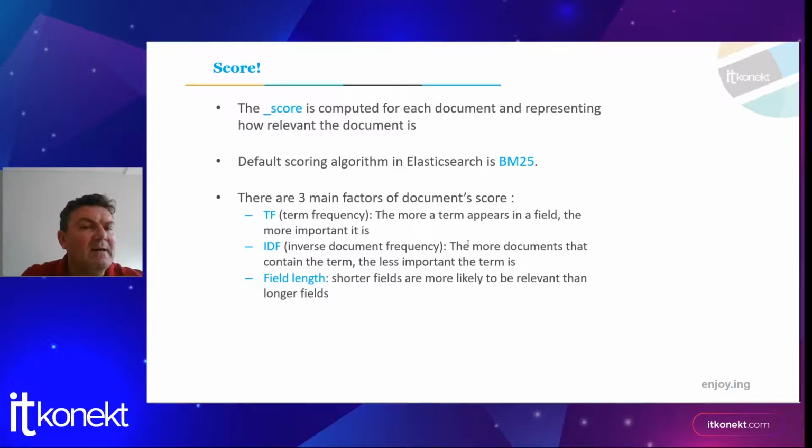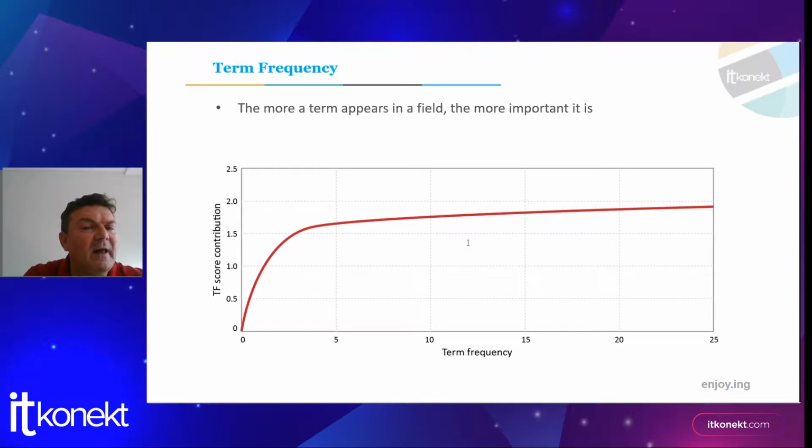If we analyze the dependence of the score on the frequency of term occurrence in the field, we can see on the diagram that the curve rises sharply up to 7 or 8 occurrences and then flattens out.